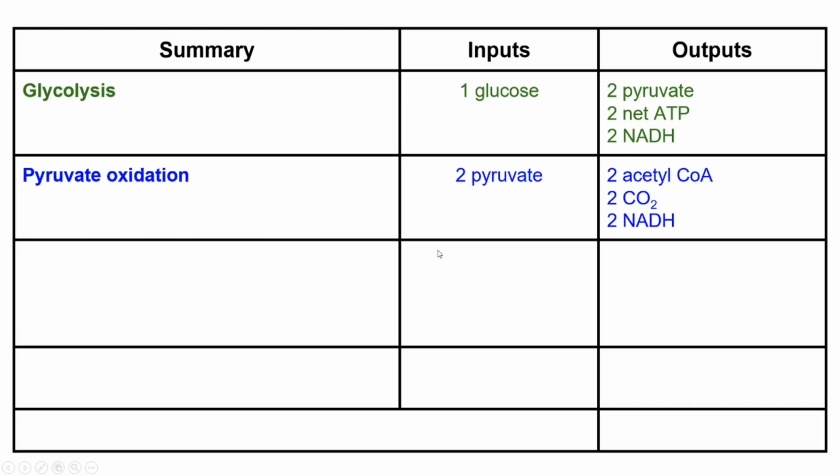After pyruvate oxidation, we took the pyruvate, that was our input, and the output that we get is 2 acetyl-CoA, which is going to be used up. We're not going to really care about that right now. 2 CO2, which we certainly don't care about. This is a byproduct that we need to get rid of. And then 2 NADH, which are these electron carriers that we're going to use later.